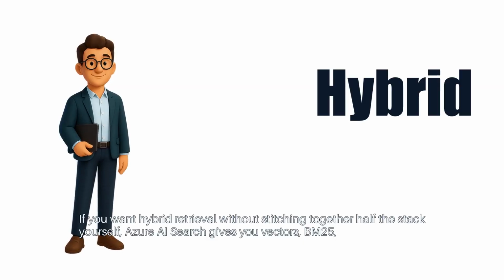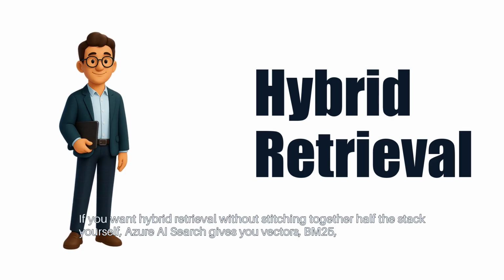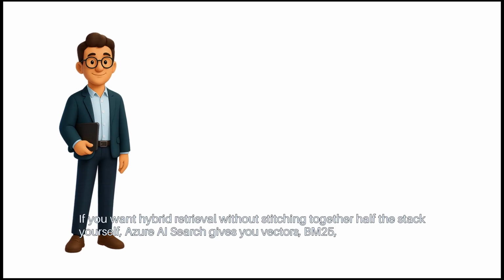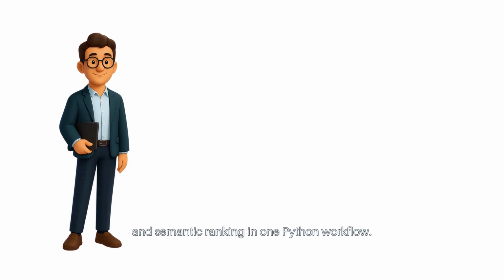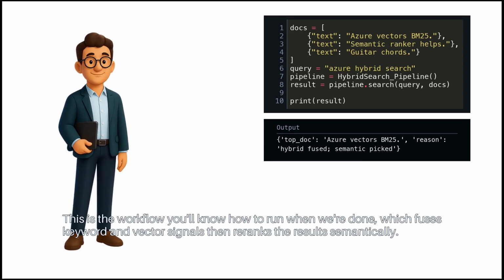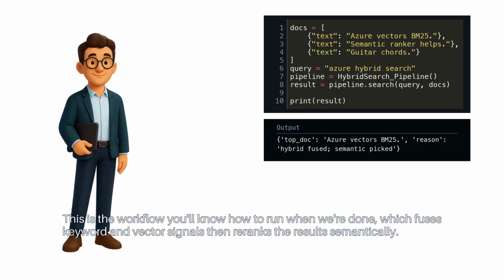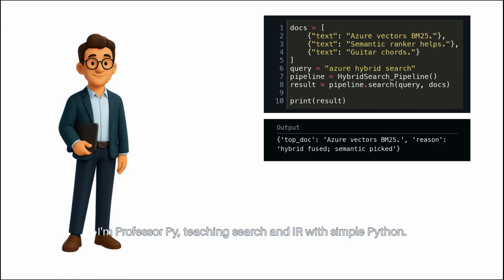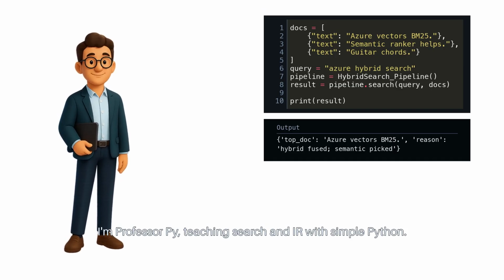If you want hybrid retrieval without stitching together half the stack yourself, Azure AI Search gives you vectors, BM25, and semantic ranking in one Python workflow. This is the workflow you'll know how to run when we're done, which fuses keyword and vector signals, then re-ranks the results semantically. I'm Professor Pi, teaching Search and IR with simple Python.